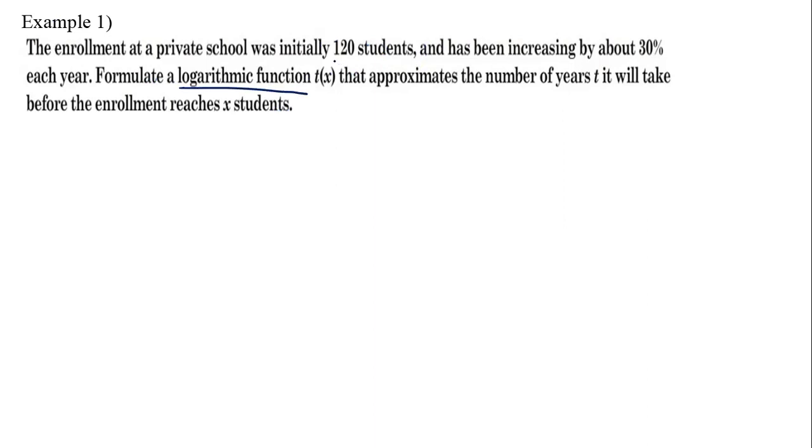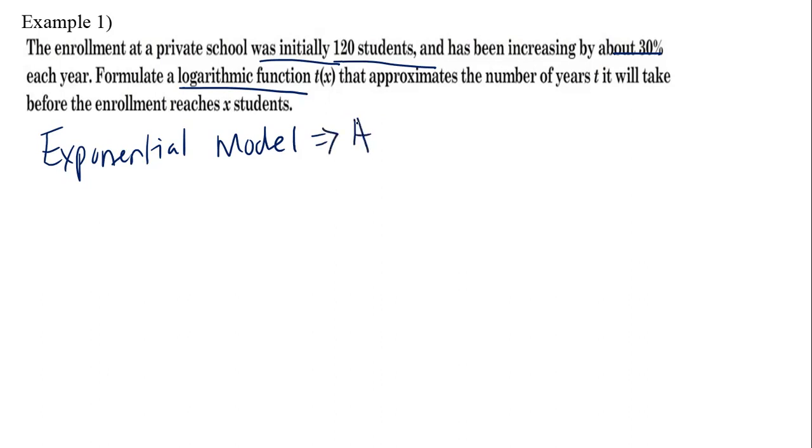We start off with information for an exponential function. We have an initial amount and we have a rate. That lets us know that we can start off with an exponential model. Okay, our exponential model is usually with our amount equals our initial principal A naught, what do you want to call it, times 1 plus our rate to the t.